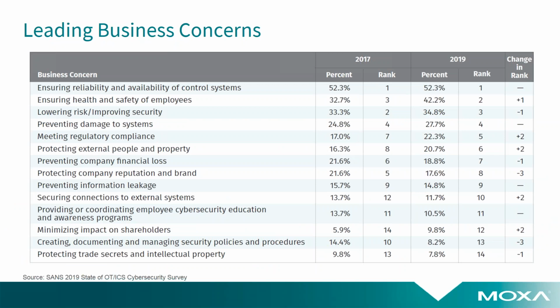All right. So again, referencing the 2019 SANS Institute survey, the question was asked, what are the leading business concerns? And from an OT perspective, ensuring reliability and availability of the control systems remained number one since their previous study in 2017, followed by ensuring health and safety of employees, and then in third place, lowering risk or improving security. So as you can see, that's maybe a difference in perspective from traditional IT, where confidentiality of data might be there first.